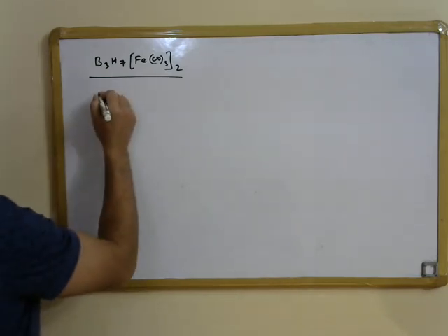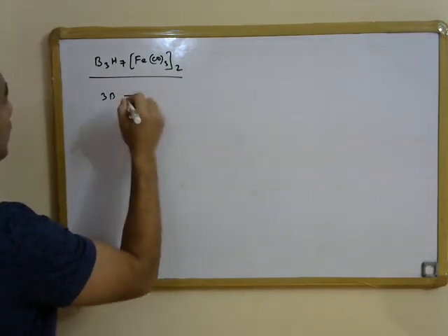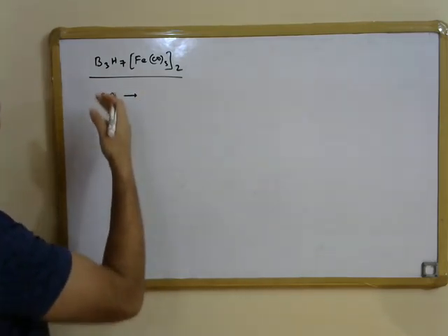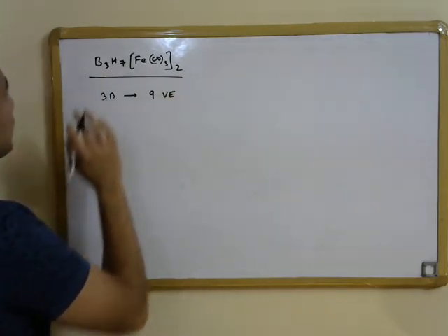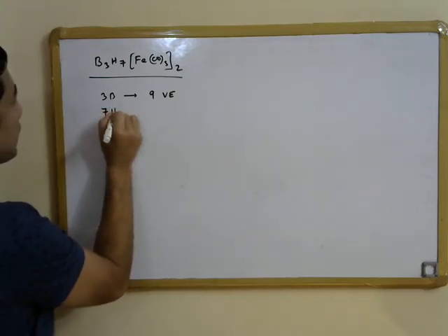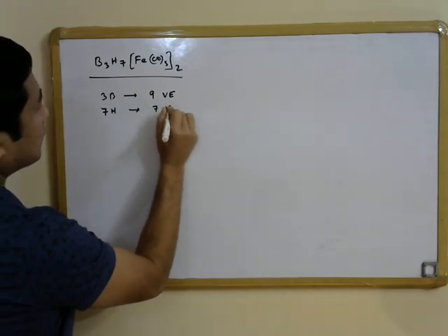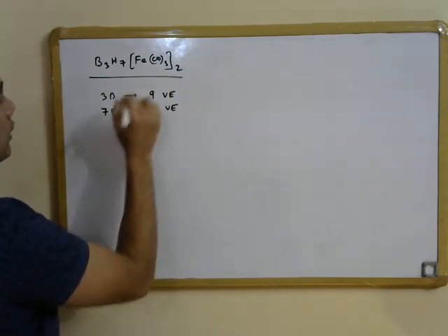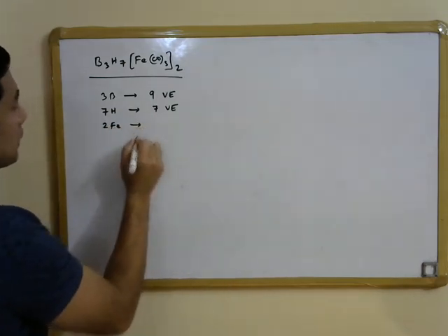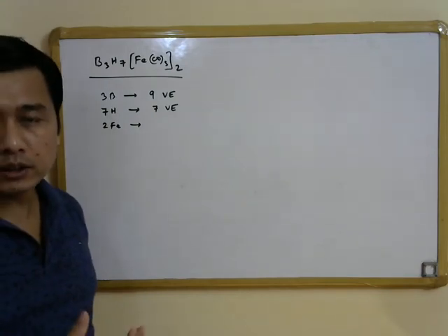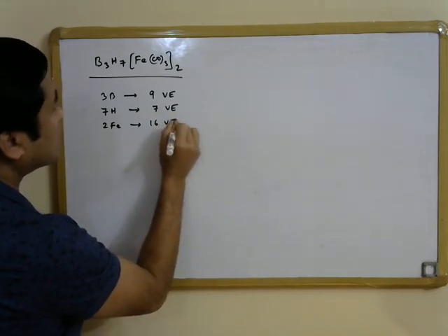So first we have 3 boron centers here. So 3 into 3, for each boron center has 3 electrons in the valence shell. So total 9 valence electrons from the 3 boron centers. There are 7 hydrogens here, so this gives us 7 valence electrons. We also have 2 iron centers. So each of these iron centers has 8 valence electrons in its valence shell, and that is why 16 valence electrons from the 2 iron centers.